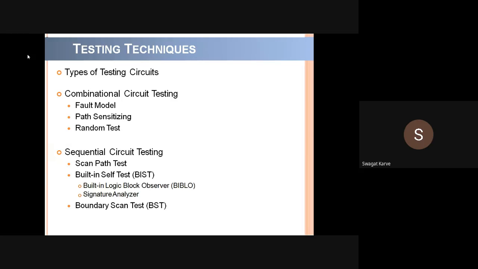First is fault modeling, the fault model, then second one is path sensitizing, and third one is random test. So these are the three techniques or methods that you can use to test the combinational circuits.